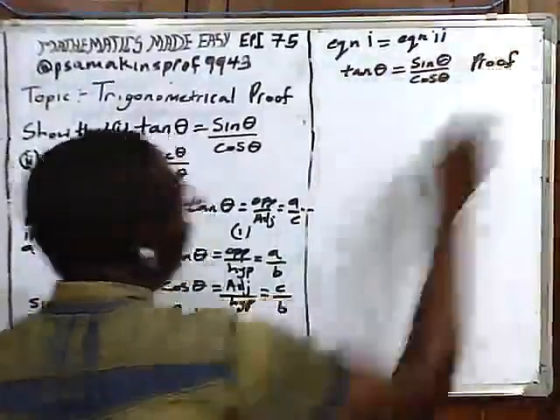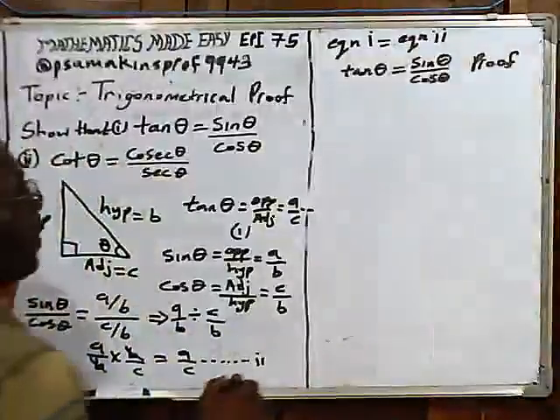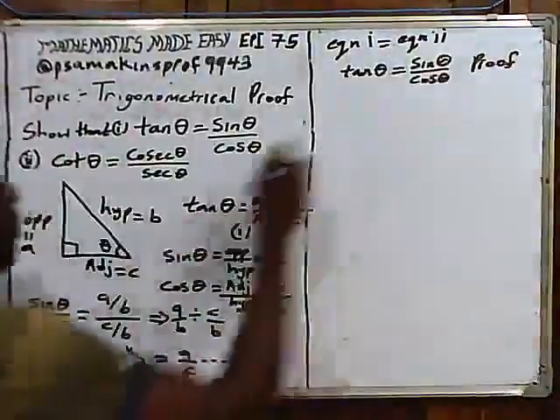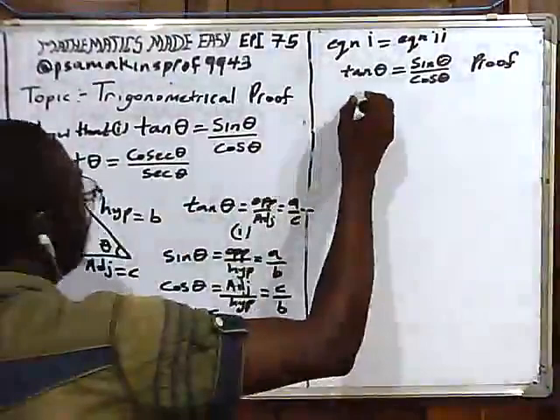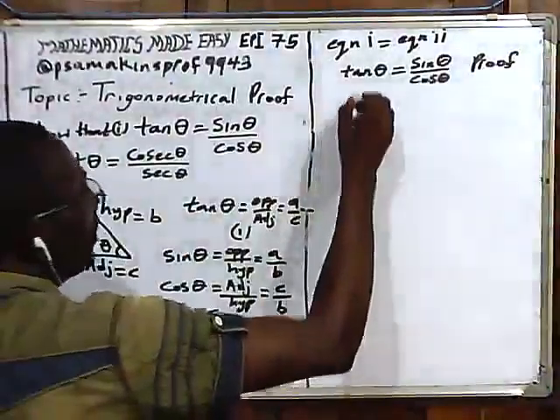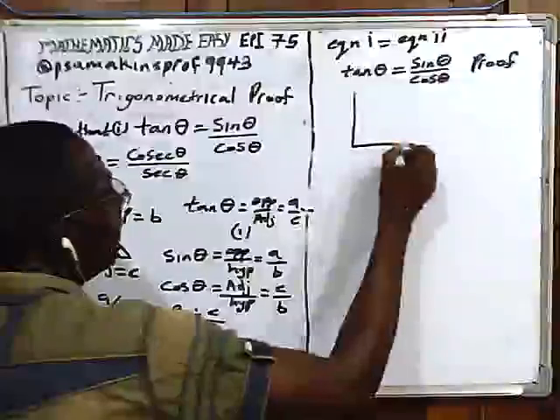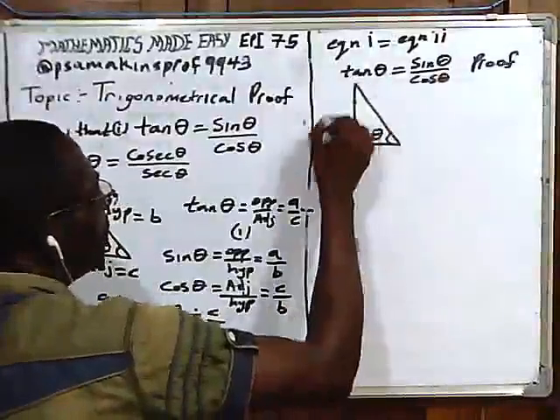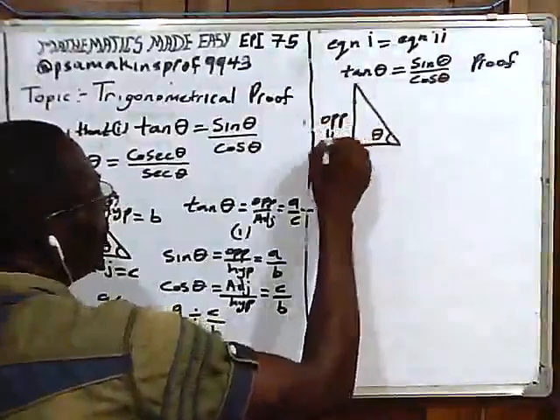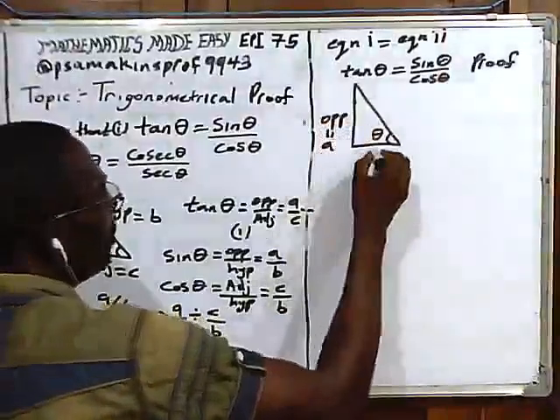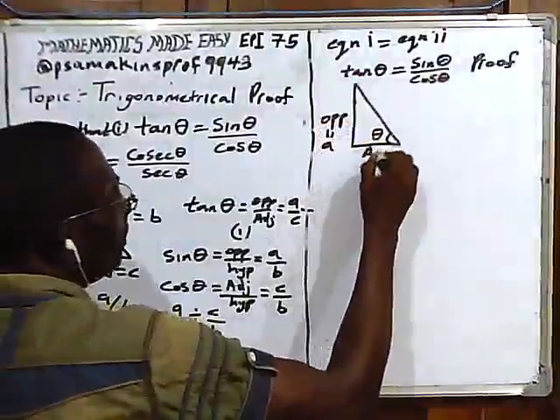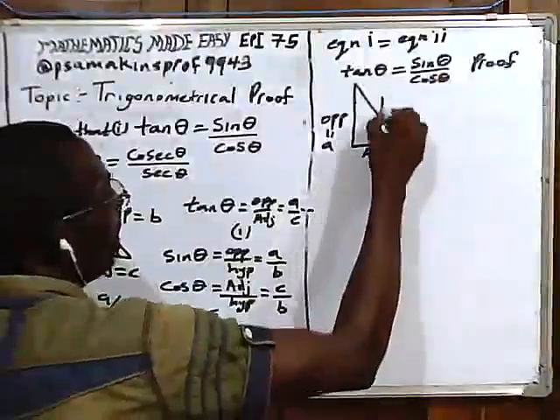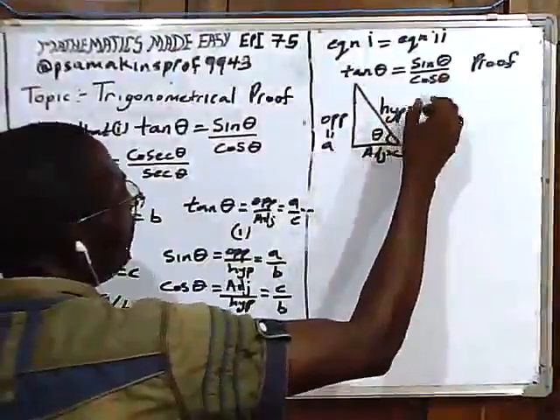So if they ask you to prove that, that is the process you can use. Let's go to the second one. Cot theta equals cosec theta all over sec theta. So we have our reference again. This is the opposite, which we say is equal to our A. This one is adjacent, which is equal to our C. Then hypotenuse, which is equivalent to our B.